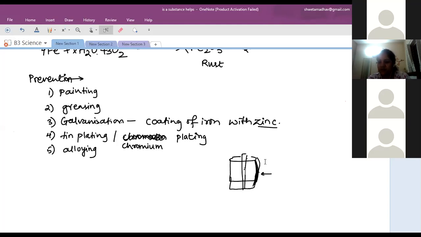If there is a metal which is less reactive than iron, that is copper. So if an iron nail is coated with copper, no one can save the iron. Clear on the method of prevention?